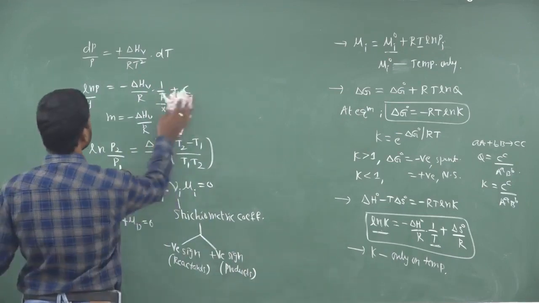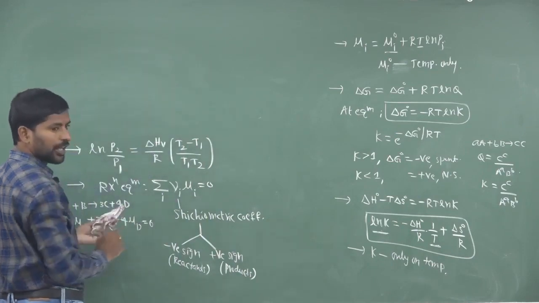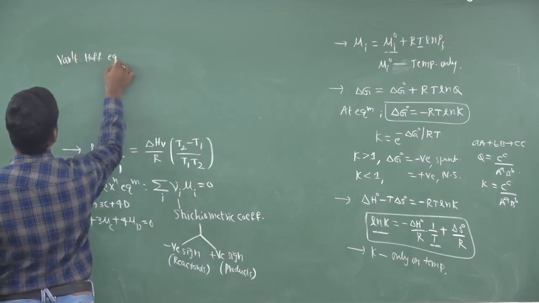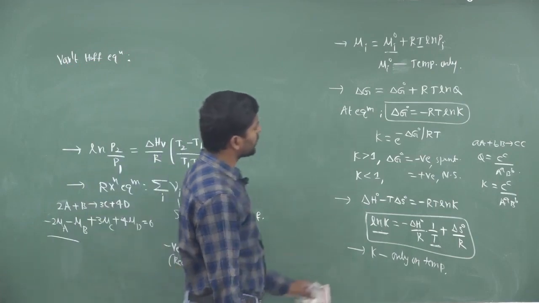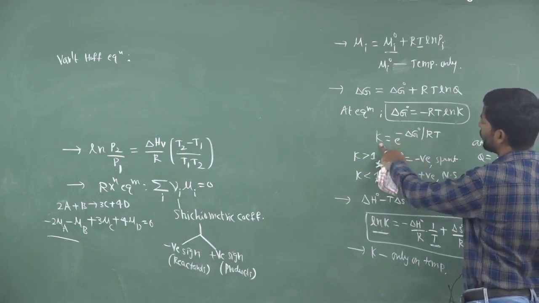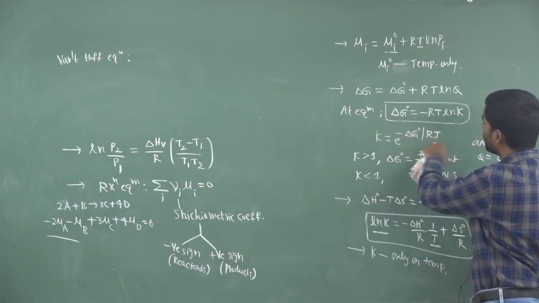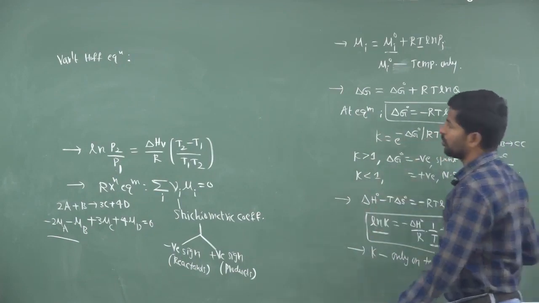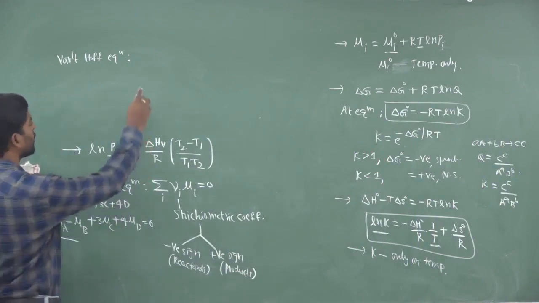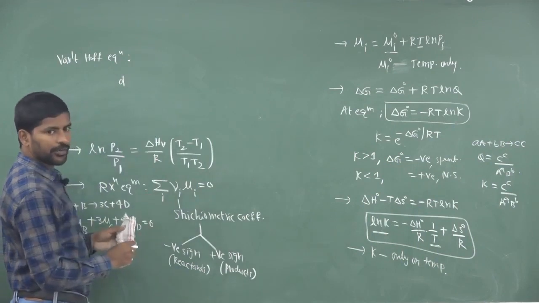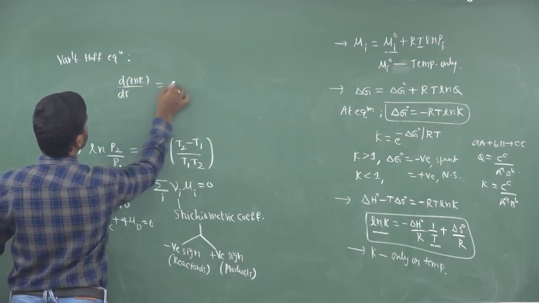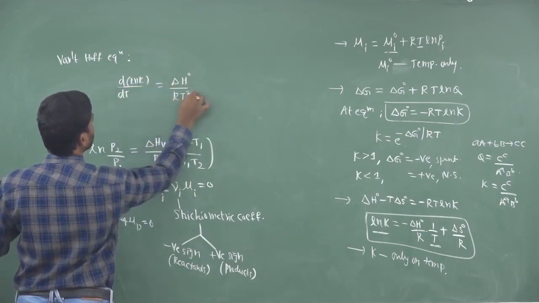Lastly, we discussed the variation of K with temperature. How K changes with temperature is given by the Van 't Hoff equation. In the SET exam, this question was given: K is equal to e power minus delta G naught by RT. They called this the Van 't Hoff isotherm, as K depends only on temperature. The Van 't Hoff equation gives the variation of the equilibrium constant with temperature: d by dT of ln K is equal to delta H naught by RT squared. This is the Van 't Hoff equation.